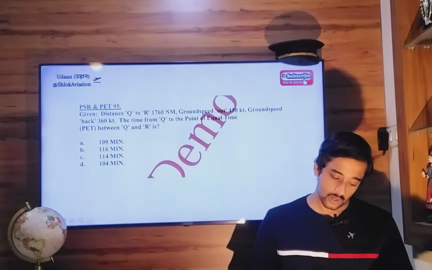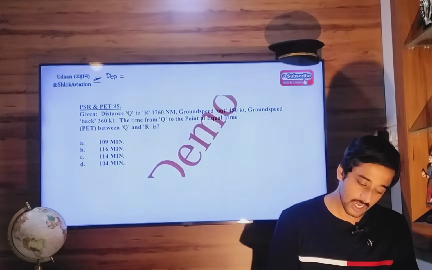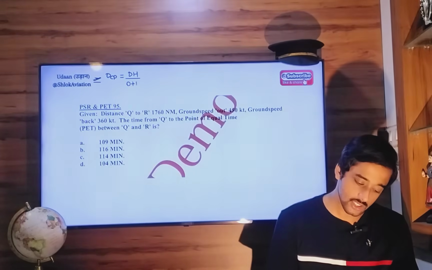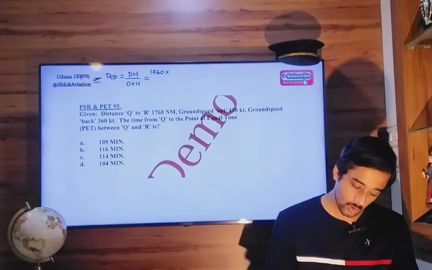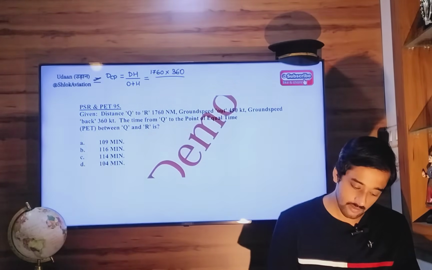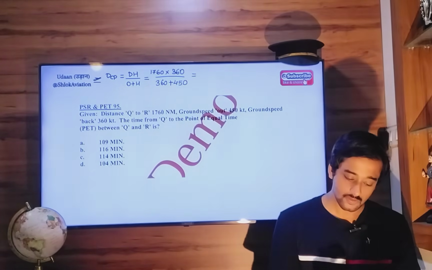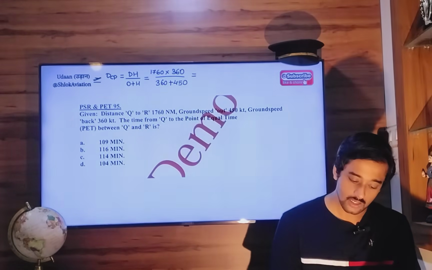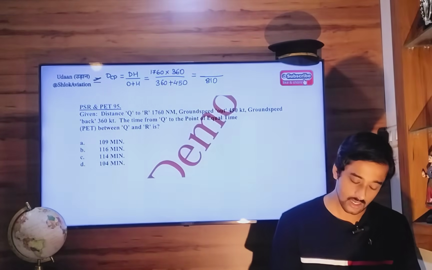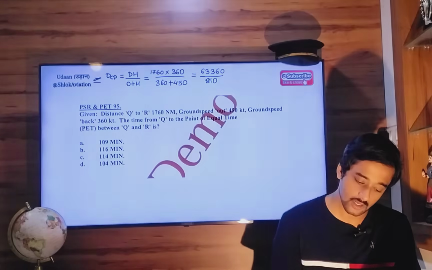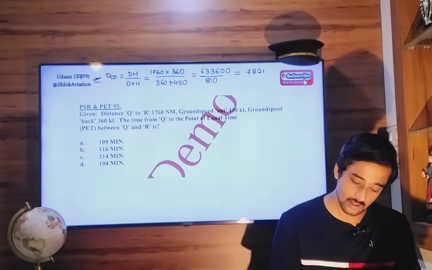95. What is the time from Quebec to the point of equal time? So first, distance to point of equal time DH, O plus H. Homebound speed 360 divided by 360 plus 450. So 810. 1760 into 360, 633,600 divided by 810 is 782 nautical miles.